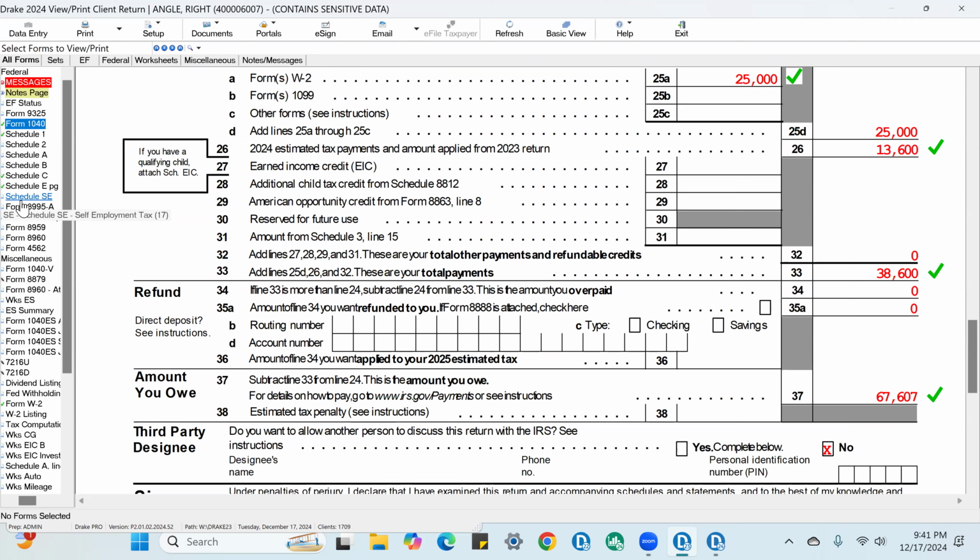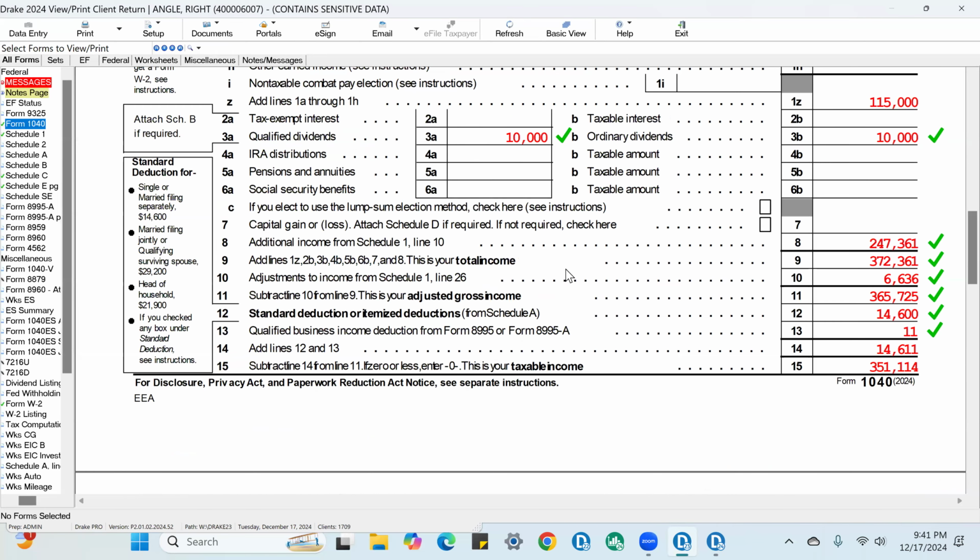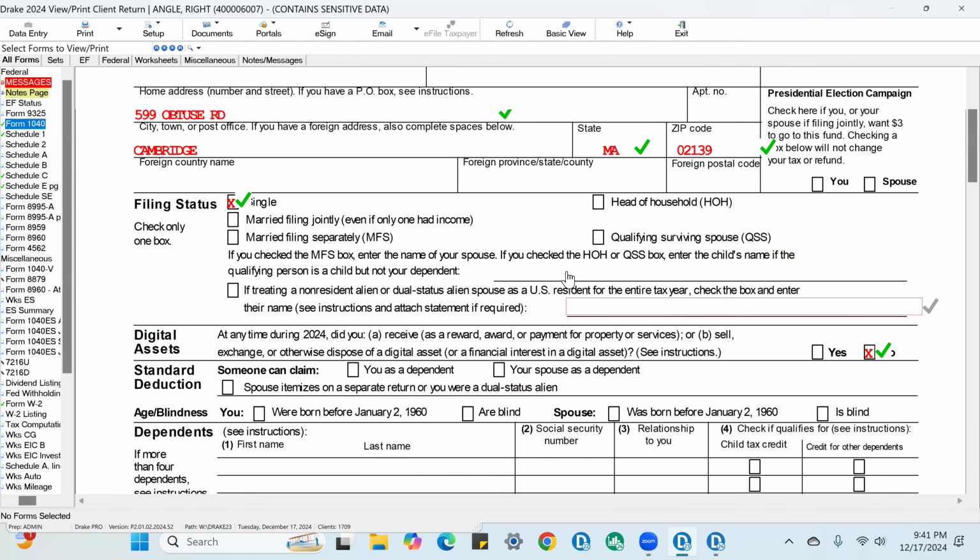Any questions for this example? If you have any questions, you can unmute yourself, ask me, and then I will answer you.